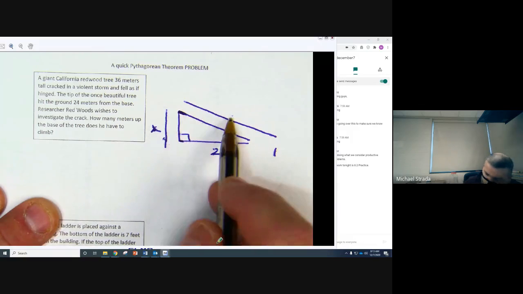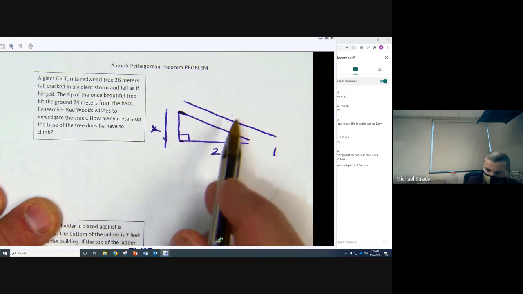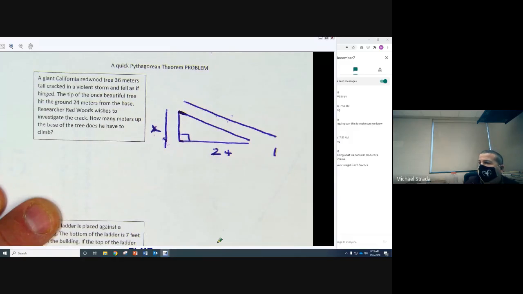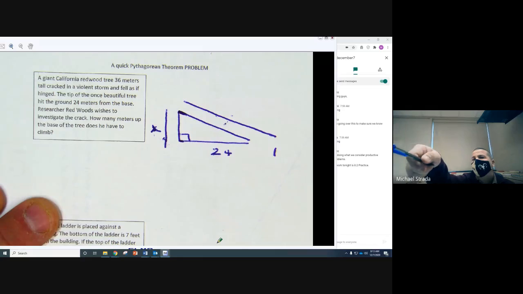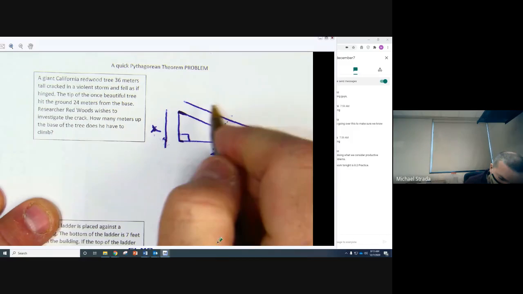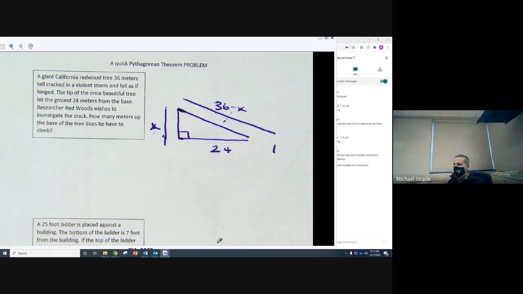Originally, that and that were 36 combined. So if that part is X, what am I going to use to represent that? Like what math you would do if it was a number. So if that was 10, that would be 26, correct? What math would you do? Awesome, 36 minus X. So that's how we set it up. Everybody good with that? So if they ever give you the initial height and it changes, that's what you're going to do.